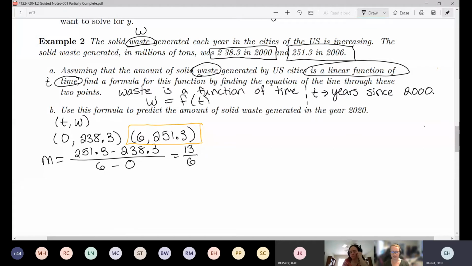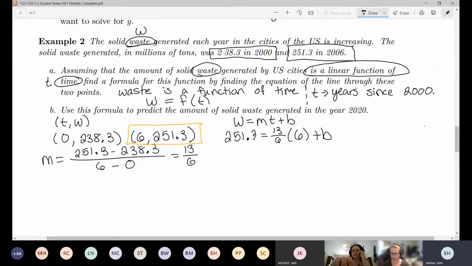Say that's the point I choose to do the rest of the problem with. So now I want to put it into my linear form. W equals MT plus B, because different variables. So I've got 251.3 equals our slope of 13 over 6 times 6 plus B.